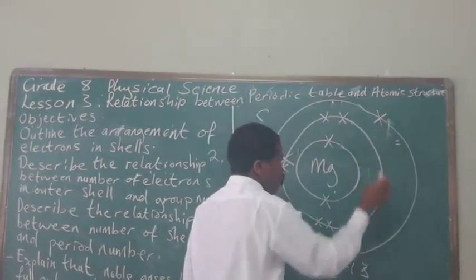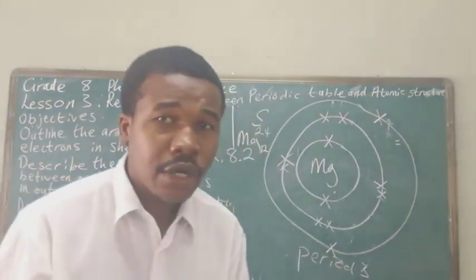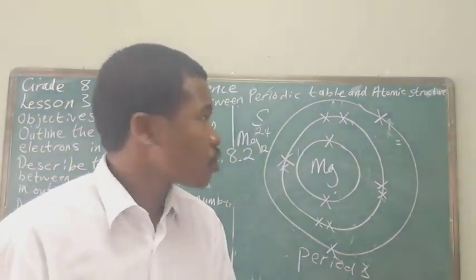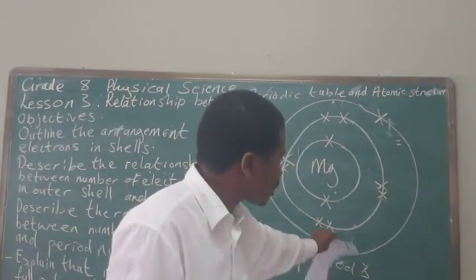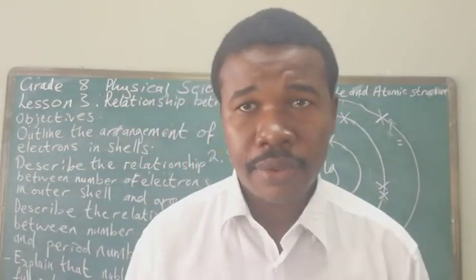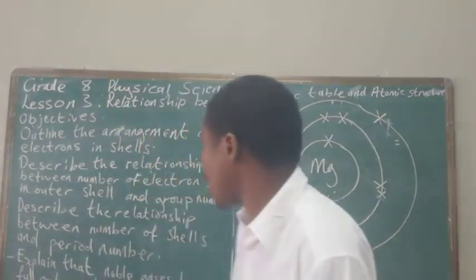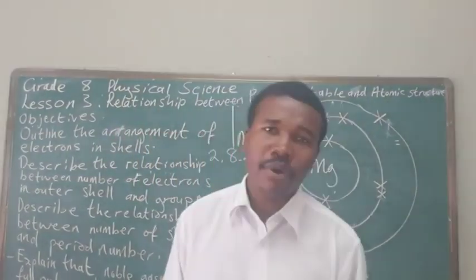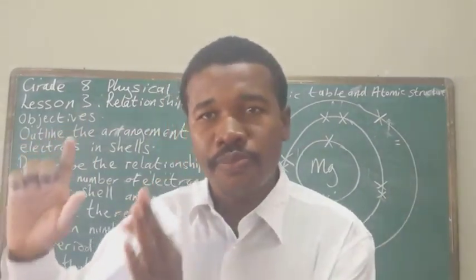It has 2 electrons in the outermost shell, therefore it is in group 2, right? Because it has 2 electrons in the outermost shell and it has 3 shells, it means that it is in group 2, period 3. That is how you have a relationship between the number of shells and the period number. The number of shells tells you the period number.